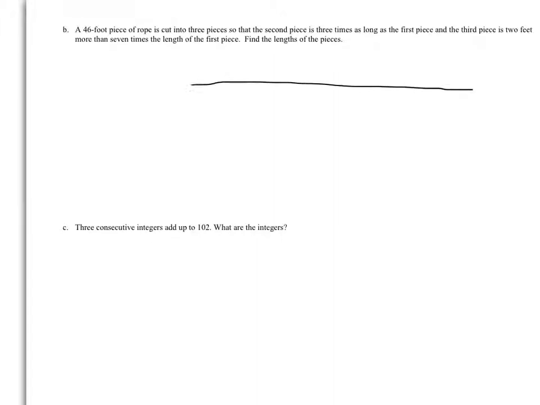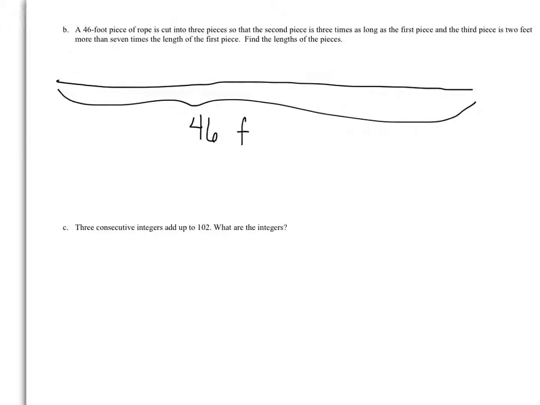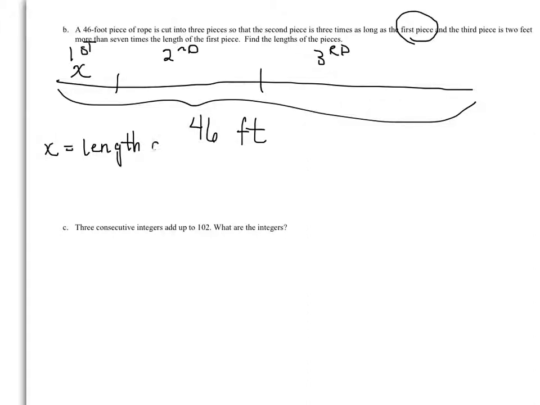So we have this total of 46 feet, and then we're cutting it here. Here's the first piece, here's the second piece, and here's the third piece. Since everything is referenced by the first piece, let's let the first piece be represented by x. So x is equal to the length of the first piece.